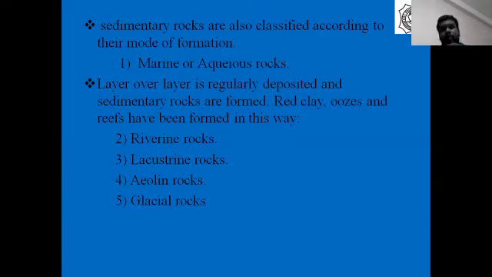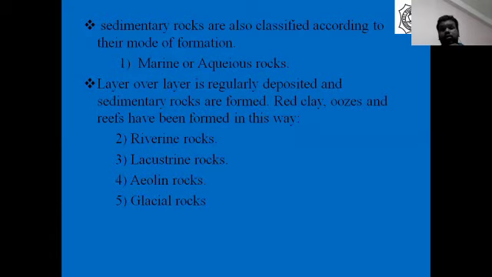Now, layer over layer is regularly deposited and sedimentary rocks are formed. Red clay, oozes, and reefs have been formed in this way. Now, what is the process of formation of sedimentary rock? Regularly it is formed by the deposition of layer over layer.